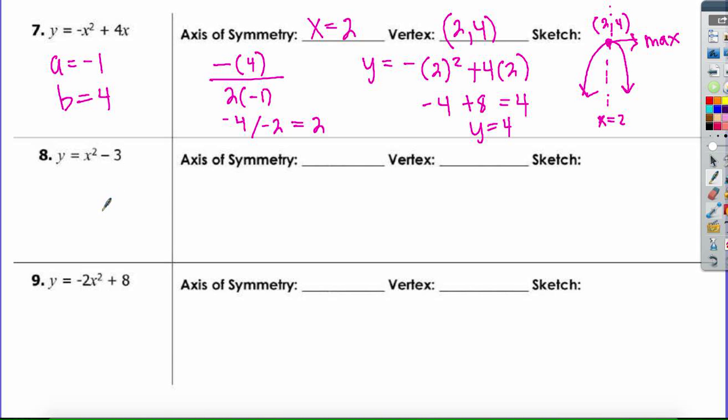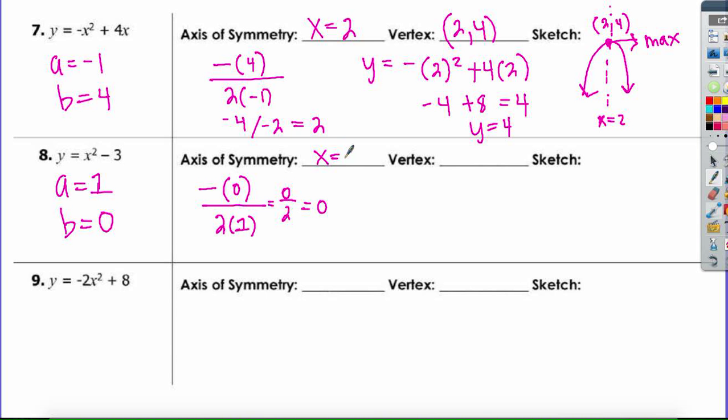Alright, so the next few here are similar. Number 8, x squared minus 3 is our equation. So this time the value that's missing is the middle term. So we can see that our a value is equal to a positive 1, but since our b value is missing, the only thing that it could be is 0. So when we plug that into the formula, negative 0 over 2 times 1, well, that's just 0 over 2, which is just 0. So axis of symmetry is happening at x equals 0.